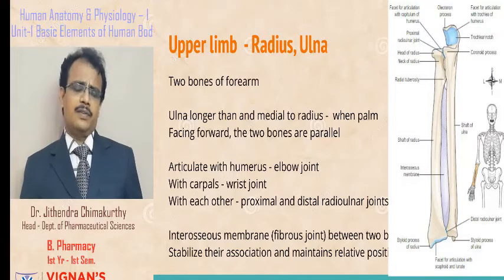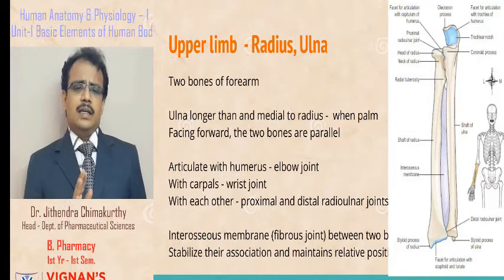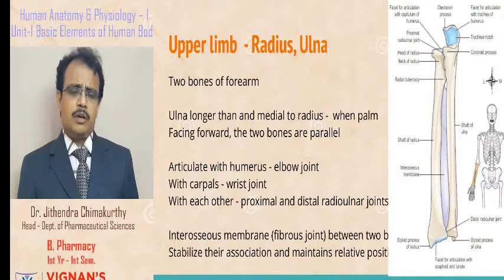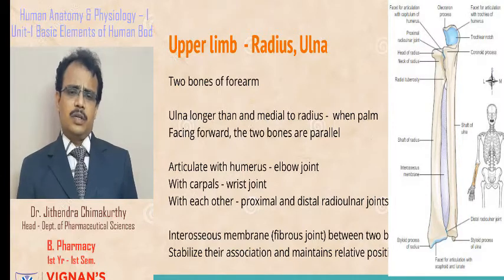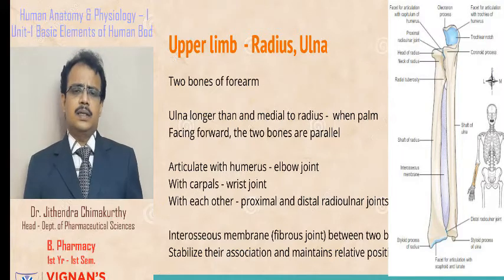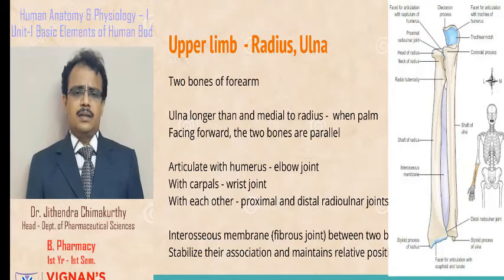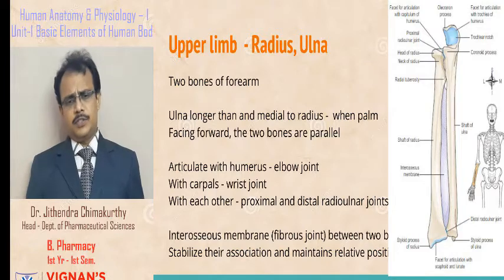And between the radius and ulna lies the interosseous membrane, which is a fibrous tissue, and this gives the movement of the radius and ulna so that they won't be displaced from their positions even on rotation. It gives attachment to the shafts of these two long bones and also maintains the relative position of these two bones when any forces are applied on the elbow and the wrist.